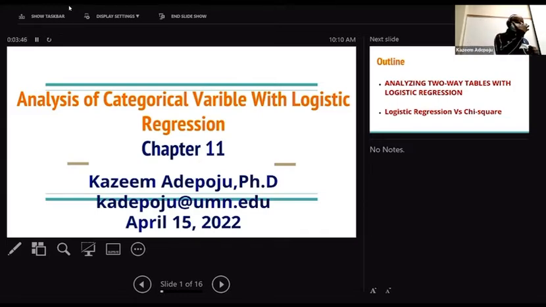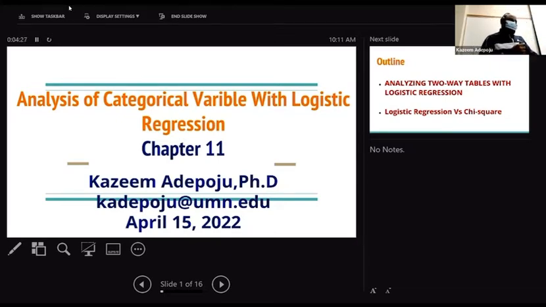So today I'm gonna walk you through what we call the analysis of categorical variable with logistic regression. But you know what? I'm basically gonna have a recap on this. I told you the other time that we use logistic regression in a situation where the response variable is categorical. When the response variable is categorical, we use logistic regression.